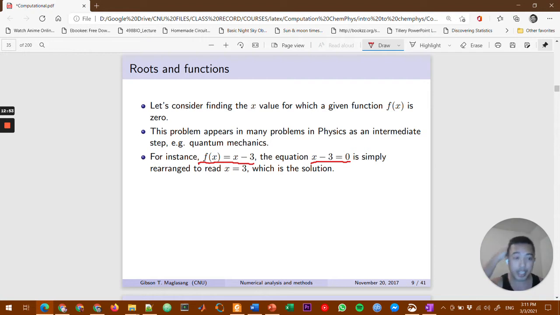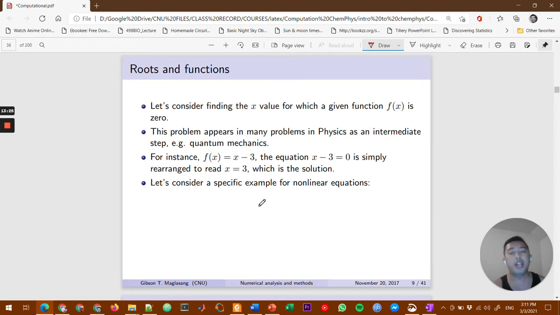And we can simply rearrange that one. Transpose the negative 3 to the right side of the equation, and you get simply x equals 3. So which is the solution? If you substitute 3 into this equation, of course, it will give you the answer 0. So check here. The solution is at x equals 3.